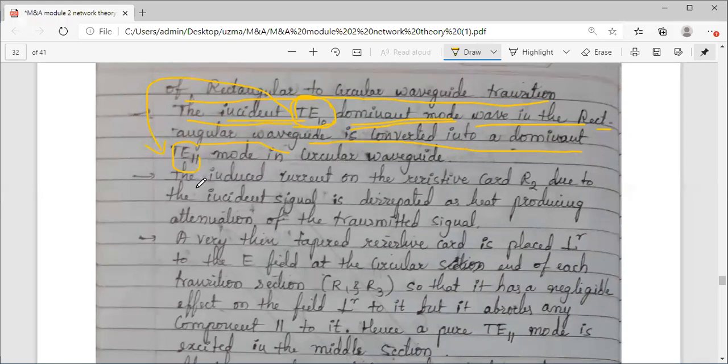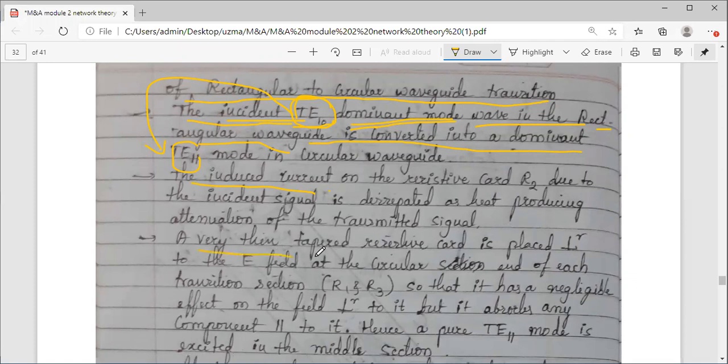Okay, so whenever we are keeping the resistive card inside, we know there exists certain induced current. Because of the induced current, there is a power dissipation, meaning some amount of your transmitted signal is dissipated in the form of heat. Because of which there exists an attenuation.